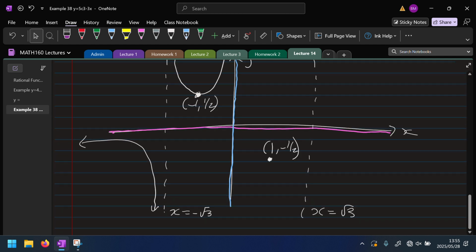Okay, what about on the other side? Well, the function's still going up. There's only one way to do that. You start at the bottom and you have to go up. Nothing else you can do.